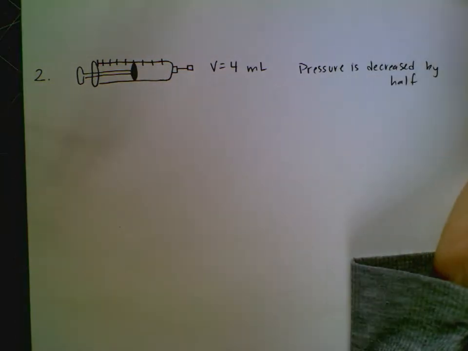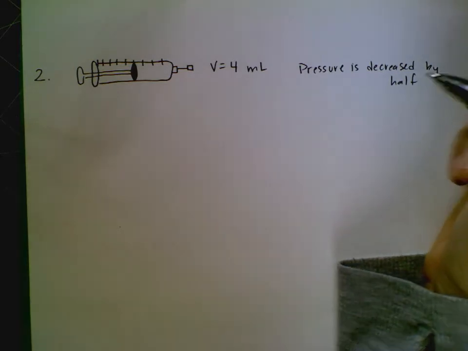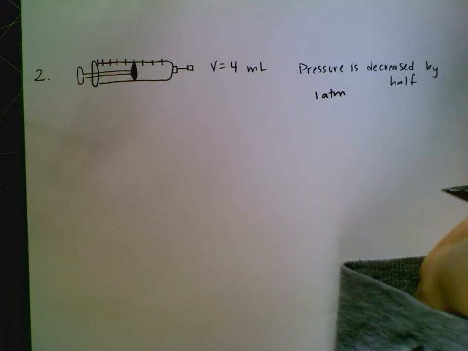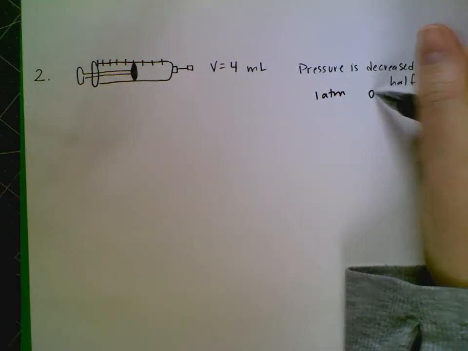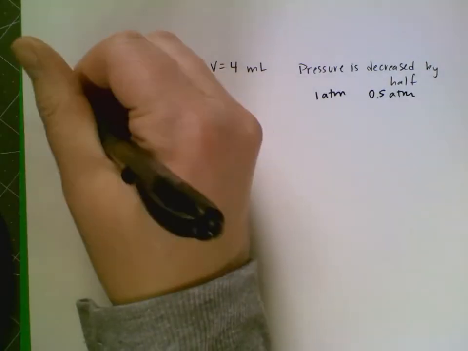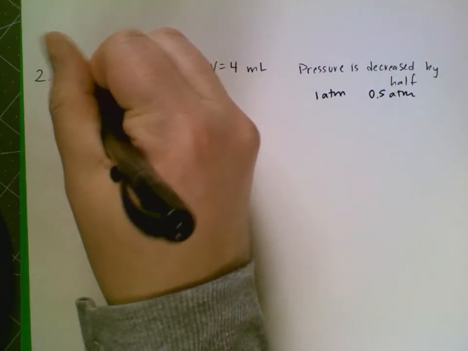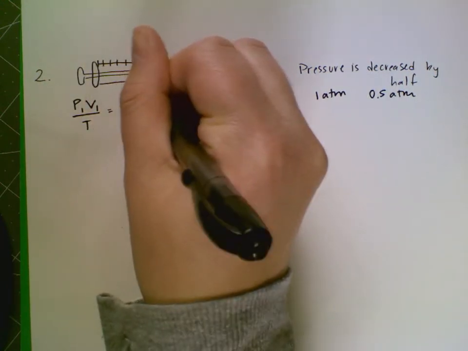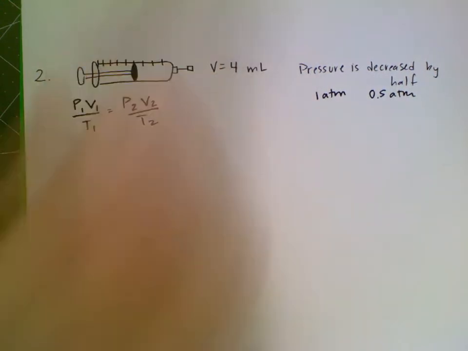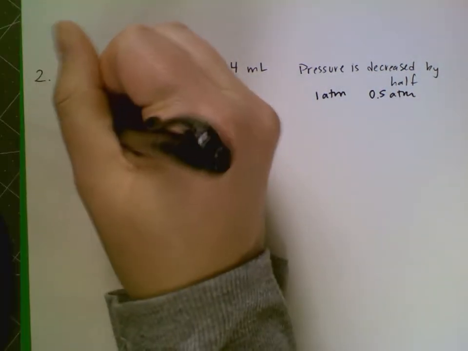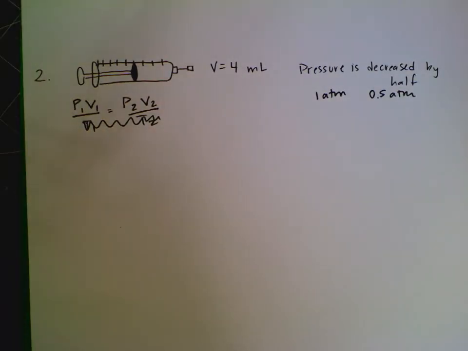And if you can do this without doing the math, that's great, but I like to do the math to confirm. So I'm just going to pick an easy pressure for my first pressure of 1 atm, and then half of that is just half an atm, and that's going to make my life easy. So if you think about the law, I've got P1 times V1 over T1 equals P2 times V2 over T2. Okay? In this case, there's no mention at all about temperature. So my law is just going to be P1 times V1 equals P2 times V2.